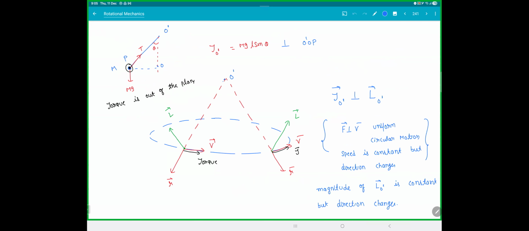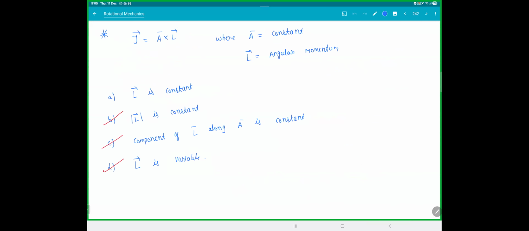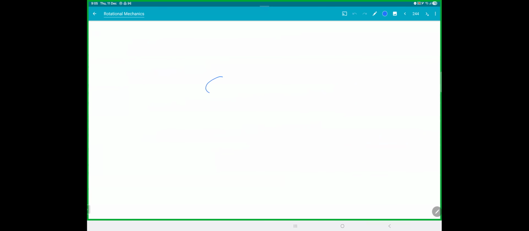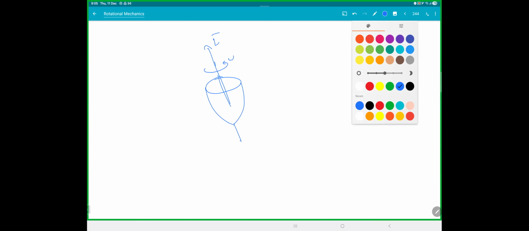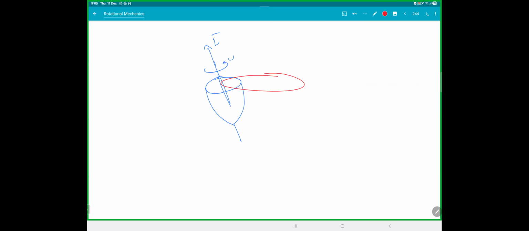You know where else you see these kind of things? Did you ever see a top rotating? When you see a top rotating, the top is rotating like this. So this is an angular momentum vector. But the top itself is going in another circle, isn't it? So the L bar is also rotating. We call that thing precession.